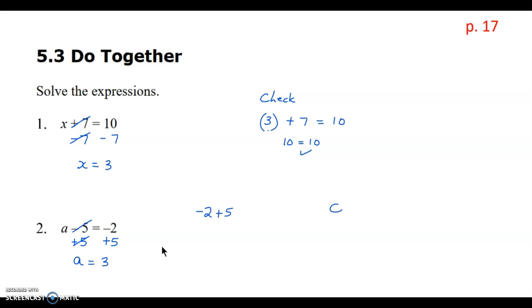And again, if we want to check, we can substitute back in that very first equation. Everywhere we see a, we put 3 in brackets. Minus 5 is equal to negative 2. And when we add the opposite, we can see this is the same as 3 plus negative 5, which is negative 2. Negative 2 is equal to negative 2. This equation is now balanced.